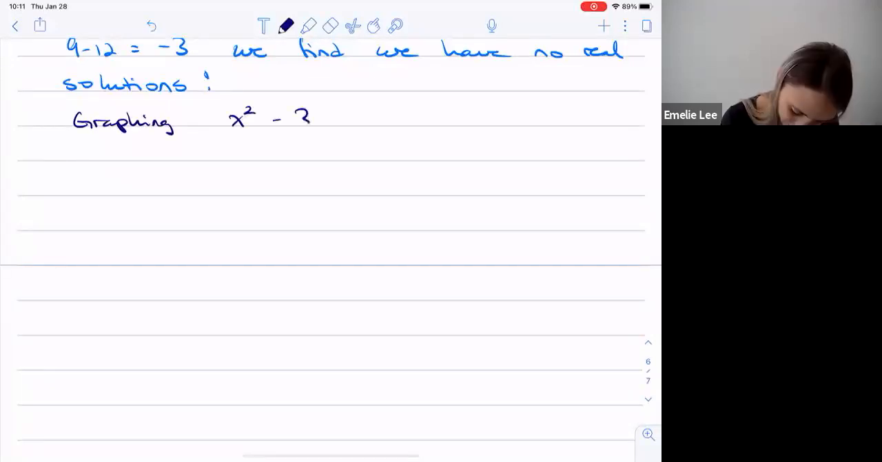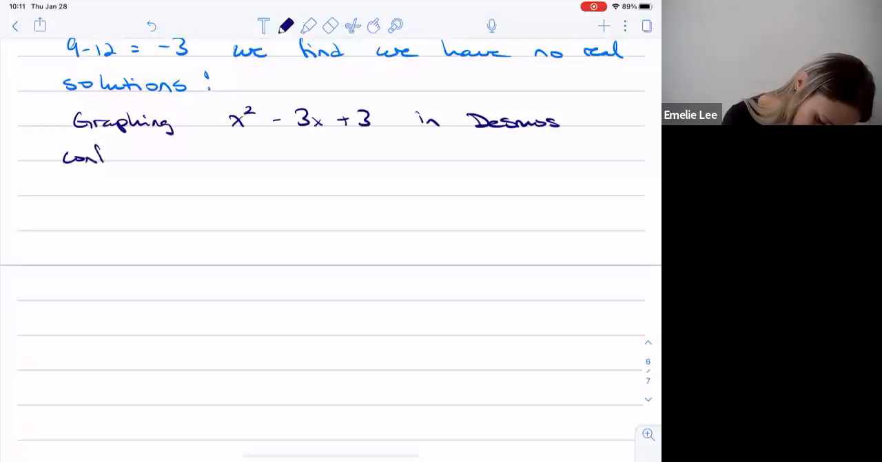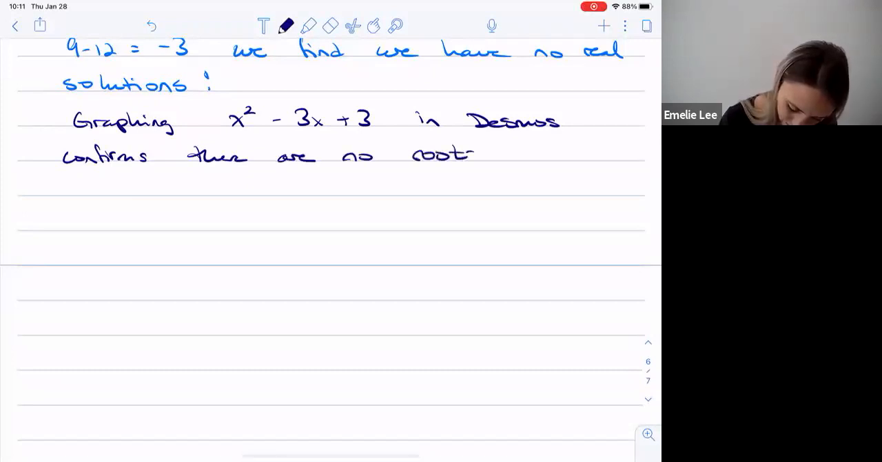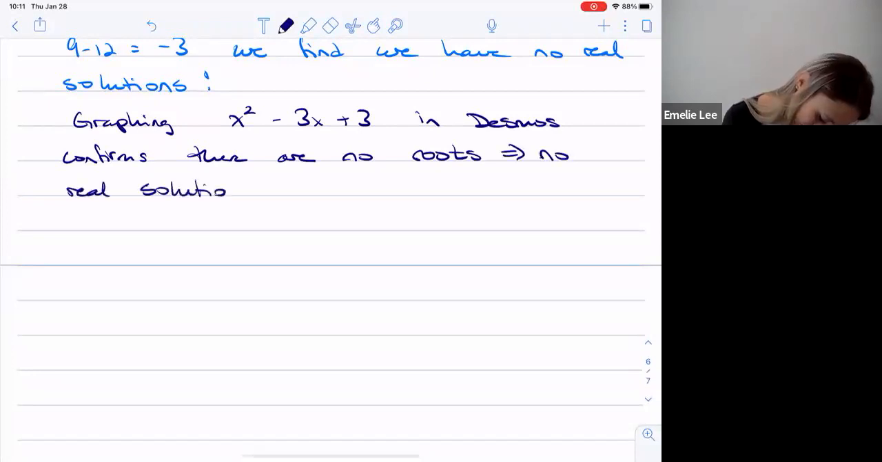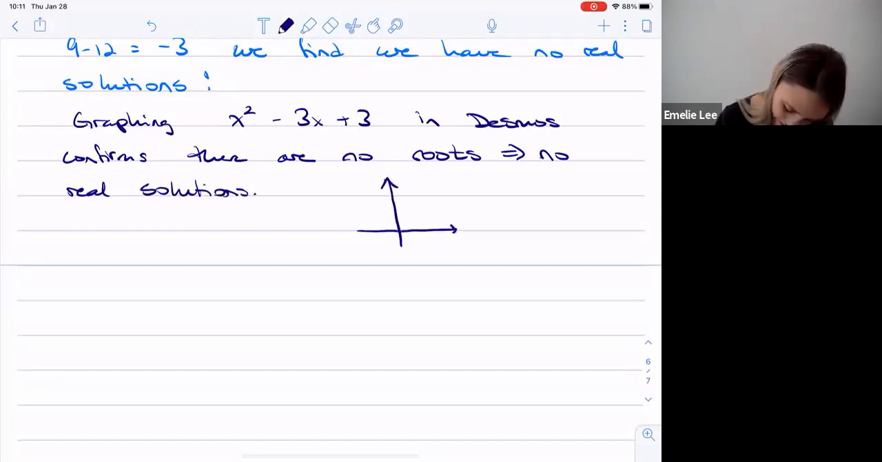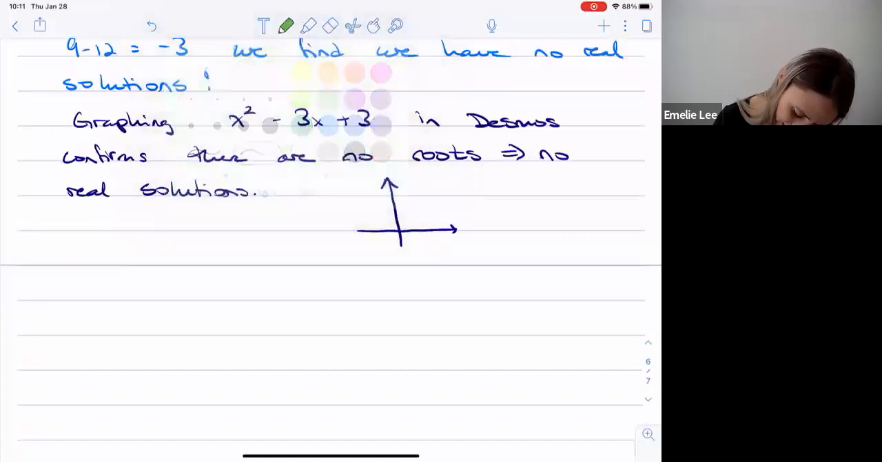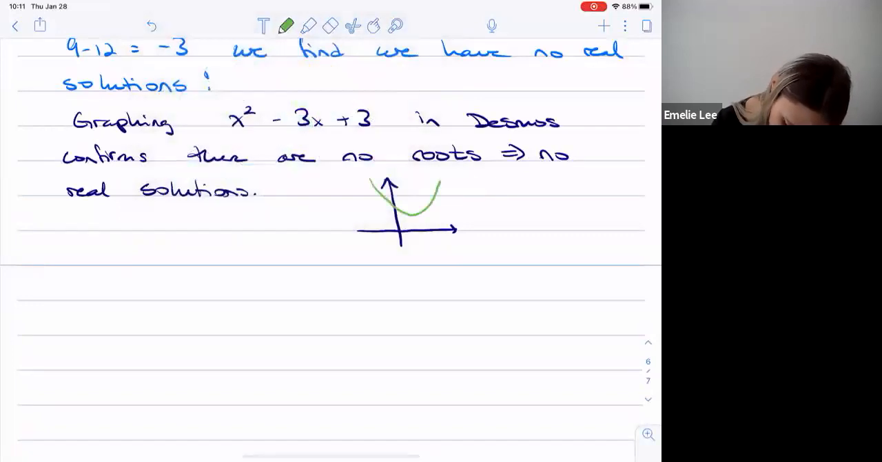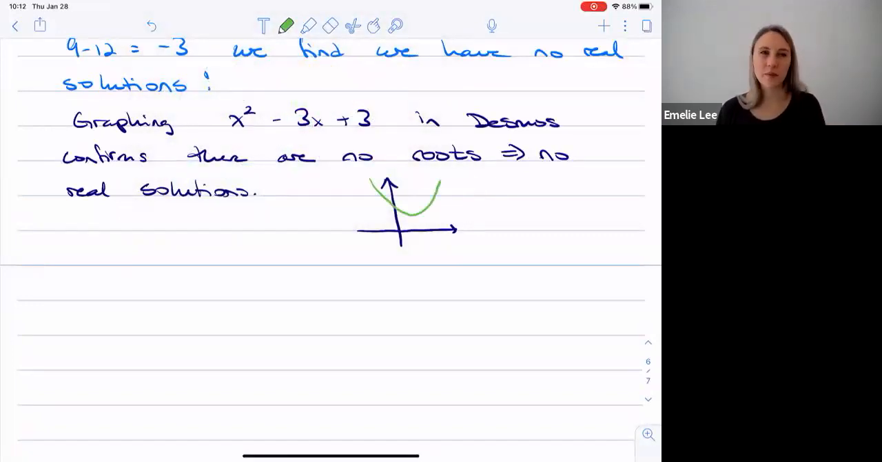Graphing x squared minus 3x plus 3 in Desmos confirms there are no roots, right? Which means no real solutions. Because I think it ended up looking something like that. Something like that.